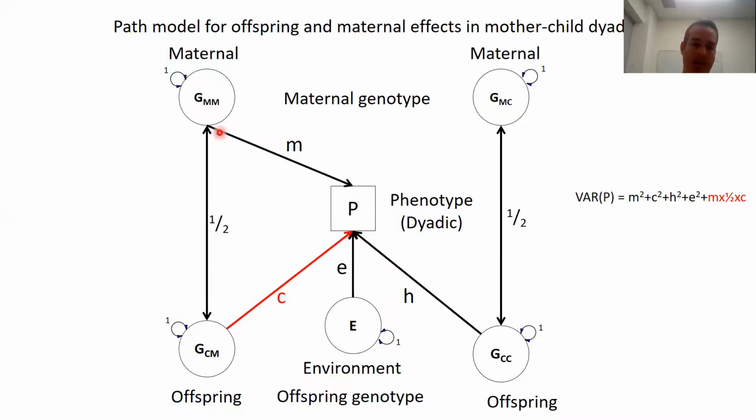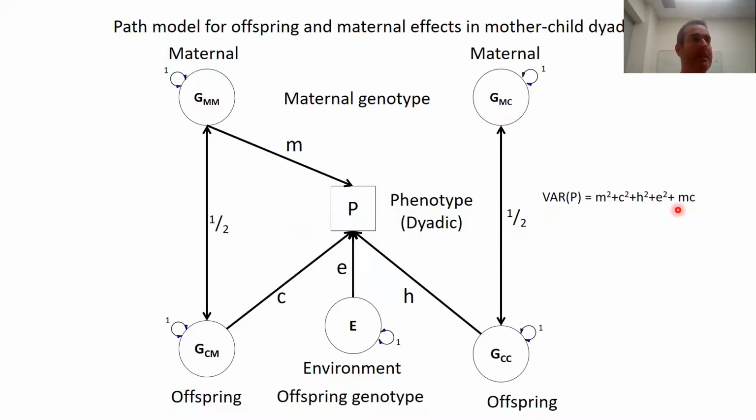So this is us going anti-clockwise around this little chain here. But of course, we could go back the other way as well. So that's C multiplied by 1/2 multiplied by M. So when you add those two chains together, 1/2 MC plus 1/2 MC, that equals MC.